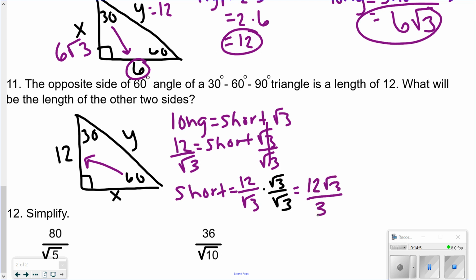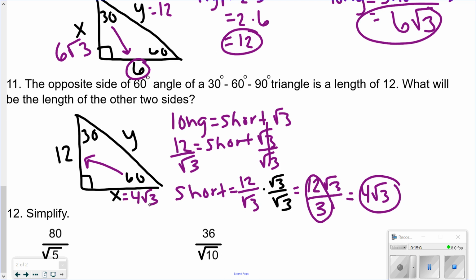Now I want to look at those two numbers. Do they divide into a pretty number? And they do. 12 divided by 3 is 4, and I'm going to keep that radical 3. So my short side, or x in this case, is equal to 4 radical 3.